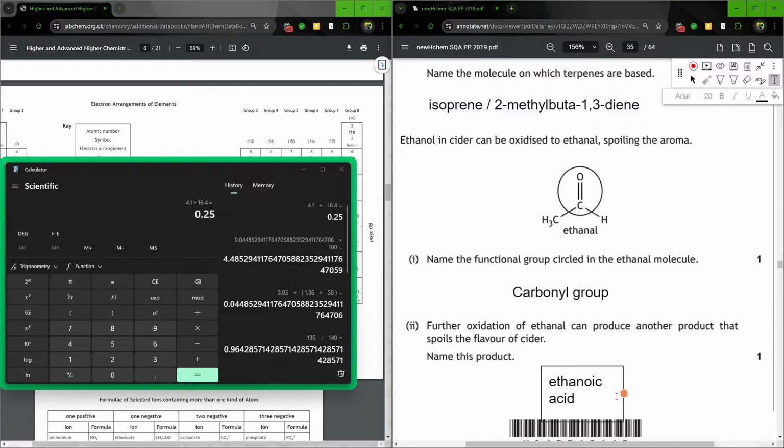If it was a propan-1-ol or something, you couldn't oxidize any further because it's a ketone.